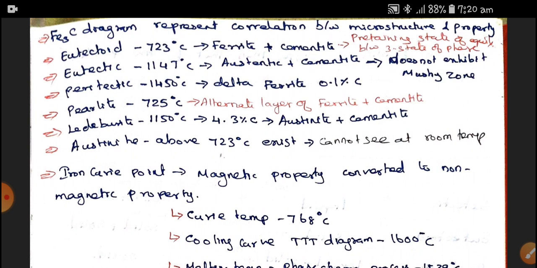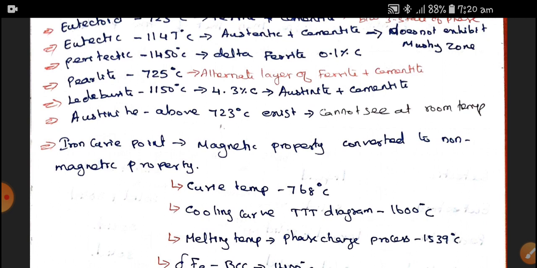And next one is the peritectic. Peritectic is present at the topmost level of the delta ferrite, which has 0.1 percentage of carbon, and its temperature is 1450 degrees Celsius. It is in the form of a liquid state, 100% liquid, and the pearlite is present up to 725 degrees Celsius. Here, the pearlite is the alternate layer of ferrite and cementite, where ferrite of 87 percentage and cementite of 13 percentage is available in the pearlite.